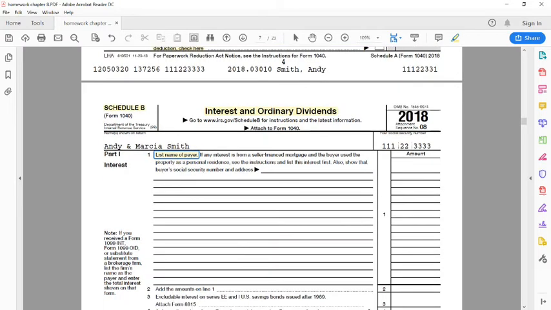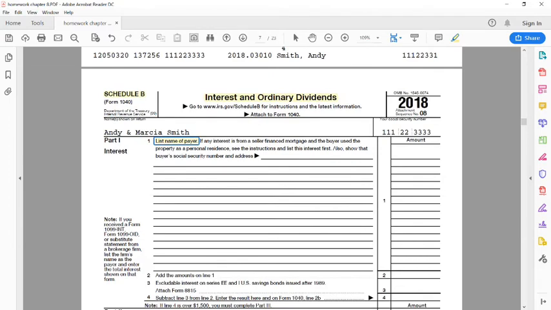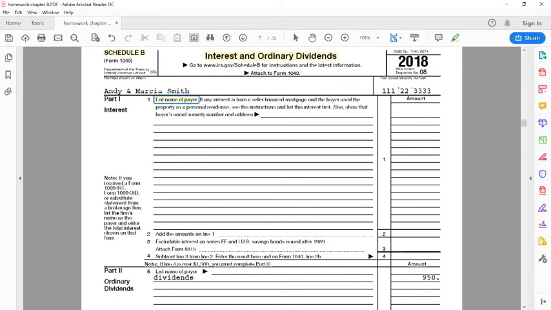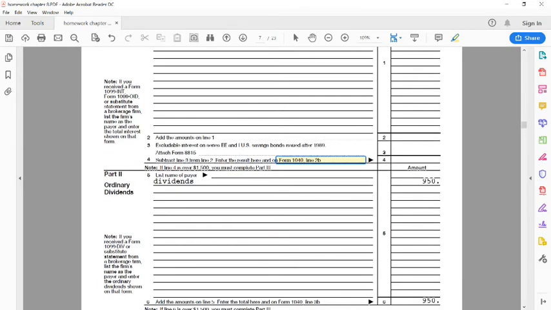And so if you got interest from a company, whether it's your stockbroker or it's your bank, you would put down the name of the payer. It might say Wells Fargo, and you might have the amount listed over, which would be totaled up and entered. As you can see, it says on Form 1040, line 2B. We did, in fact, in this problem, have dividends. They didn't tell us the name of the payer of the dividends, I don't think.